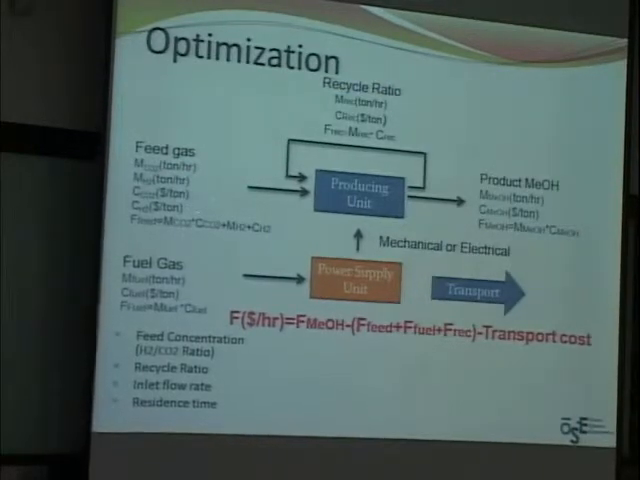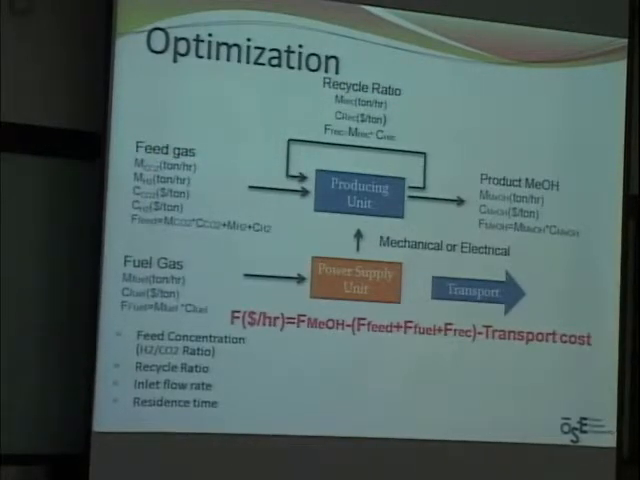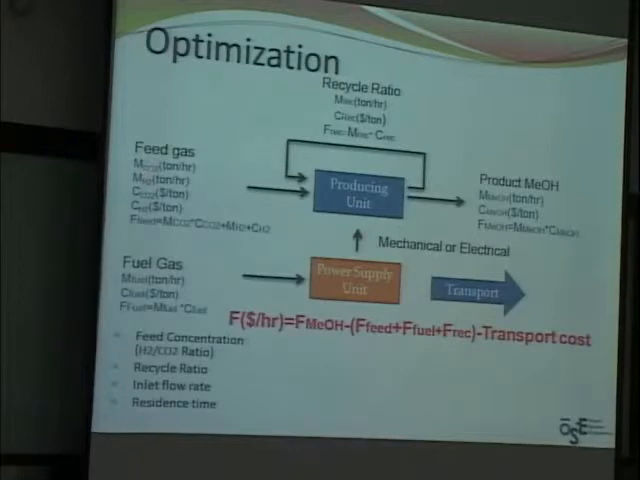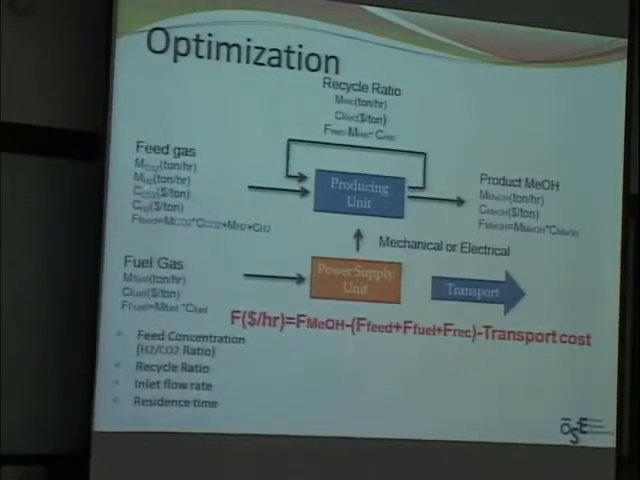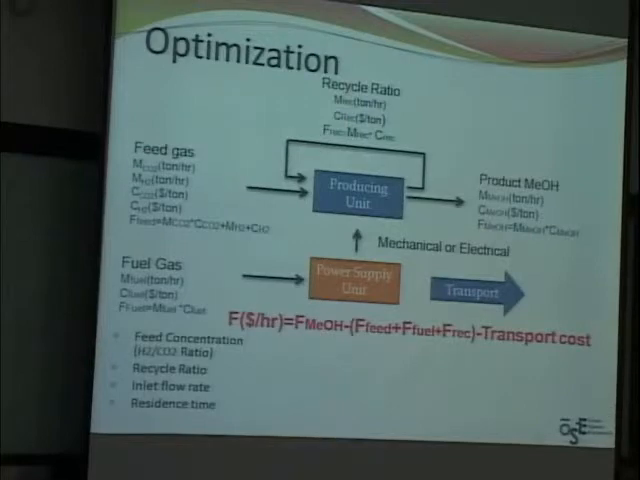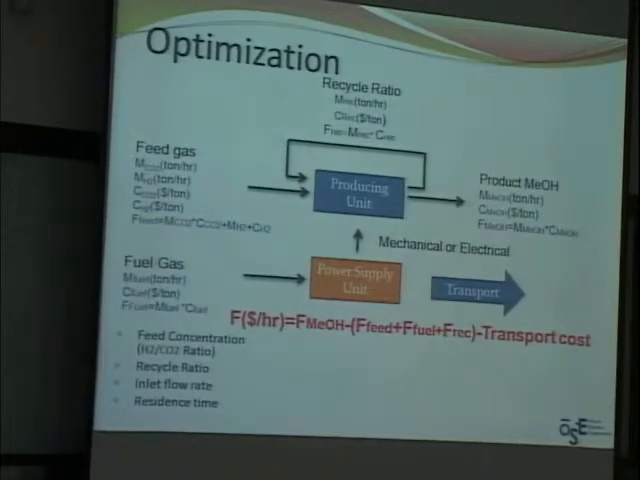As explained, Mr. Yu, the feed gas, the feed gas means the raw material for the methanol conversion. The carbon dioxide and hydrogen can be used for the production of methanol. And then the recycle ratio is the important factor to increase the production of the methanol and the selectivity of the product.